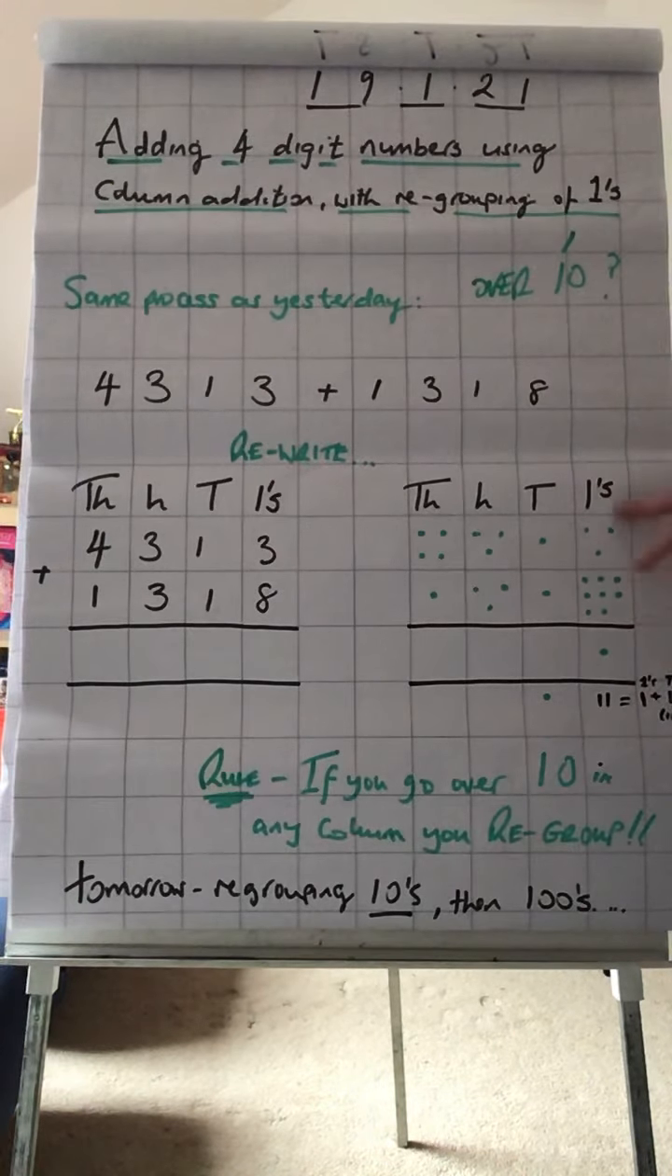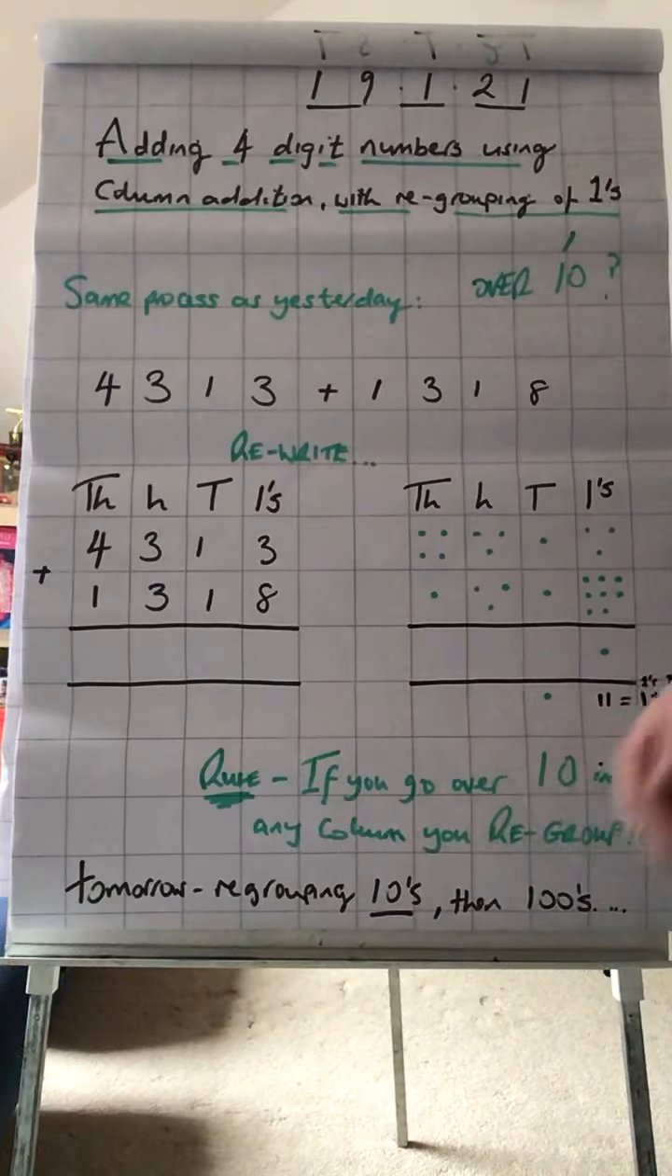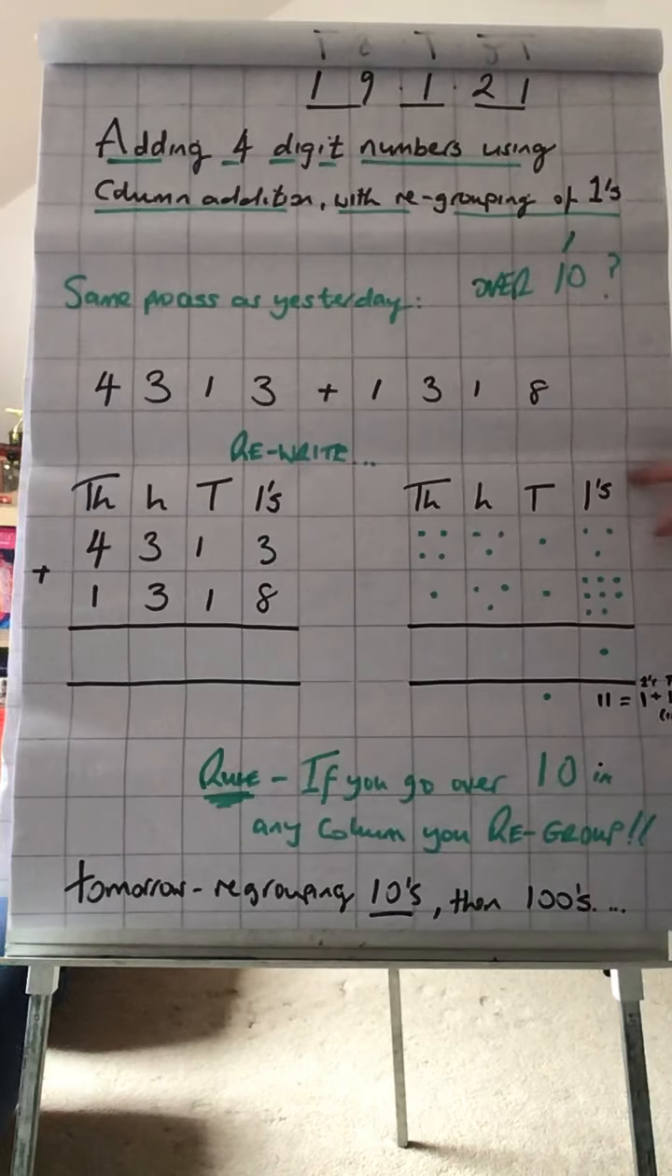So the magic number is 10. The rule is if you go over 10 in any of the columns, you need to regroup, okay? So that's what you need to bear in mind. If the answer to any column goes over 10 or 100 or 1000, then you need to regroup, okay? But today the magic number is 10 because we're looking at the ones column. Tomorrow when we look at the tens column, it will be 100. And on Thursday, if we are looking at the hundreds, the magic number will be if it goes over 1000, okay?